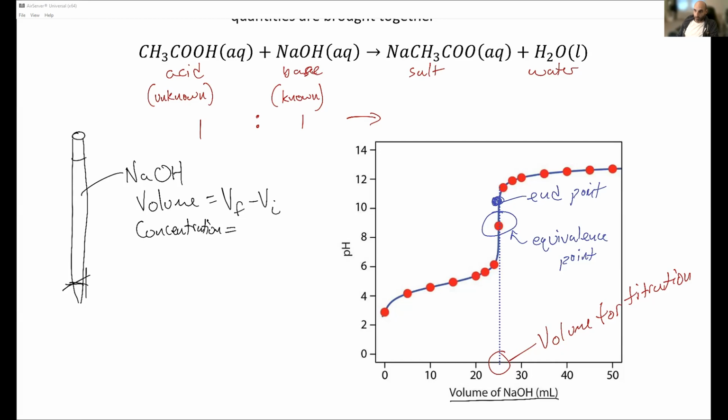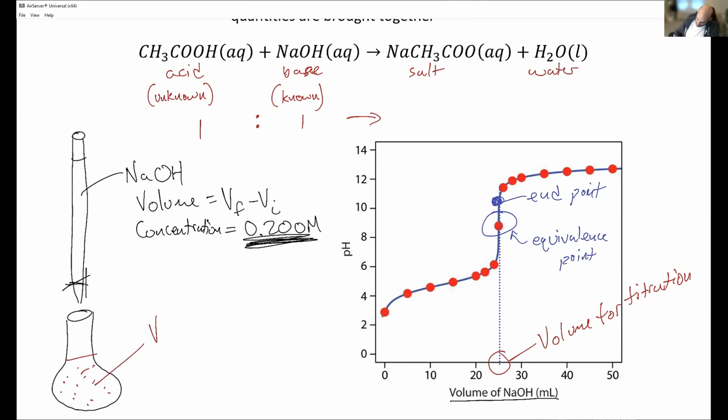So my concentration in this case, let's say, is 0.200 molar. So I've already determined that that's the proper concentration, the volume we're going to do through the titration. Okay, so I have my NaOH in this solution. I'm going to take my unknown sample of vinegar. So I'm going to have a bunch of acetic acid molecules in here. And so here I have my vinegar.